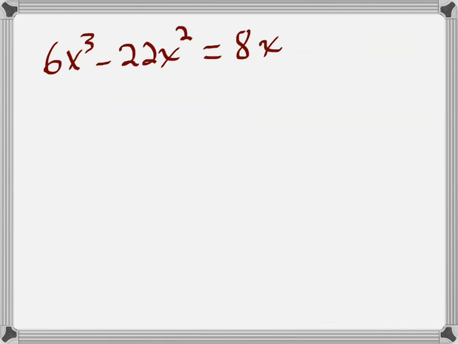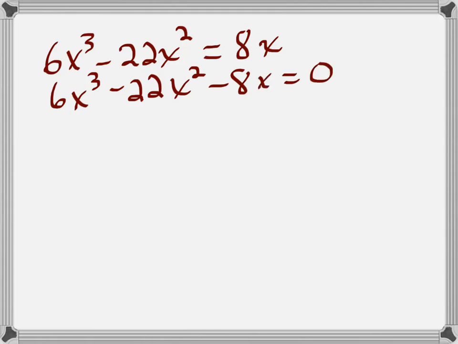Here's another example. 6x cubed minus 22x squared is equal to 8x. Again, what is our first thing that we do? We set the equation equal to 0. So we get 6x cubed minus 22x squared minus 8x is equal to 0. Our second step is to always take out what's common. And it's pretty obvious here that all three of these terms have a 2 in common because they're even, and they all have at least one x.